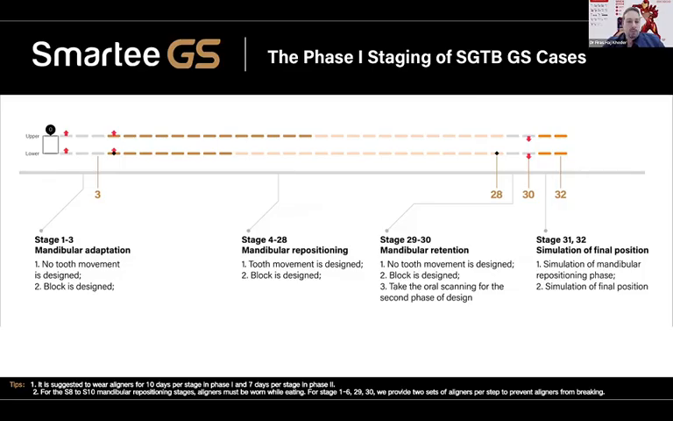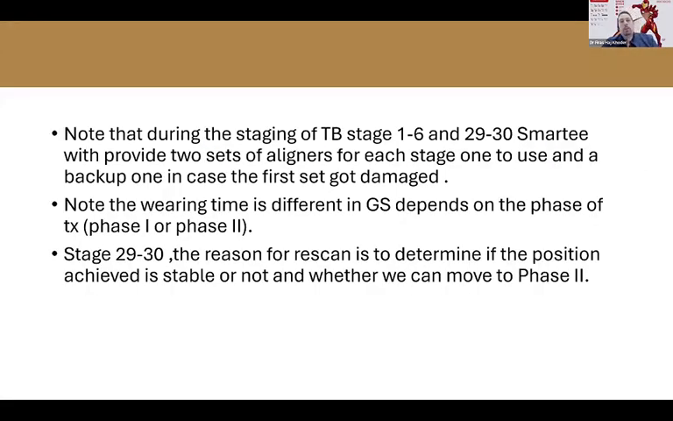For stages, for example, 1 to 3 and stages 28 to 30, Smartee is going to provide you with two sets of aligners, aligner A and aligner B, so in case of breakage or something, you have a backup. Let's go through it again. During the staging of twin block, stages 1 to 6 and 29 to 30, Smartee will provide you with two sets of aligners, because one is a backup in case breakage happens.